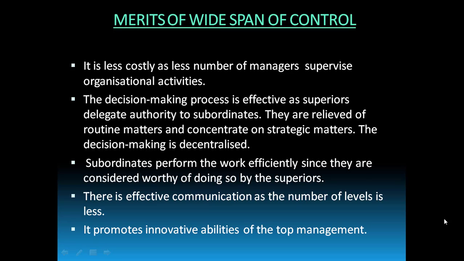Then the next merit of wide span of control is there is effective communication as the number of levels in the organizational hierarchy is less. Right? We saw that in wide span of control, the organizational hierarchy was only 3. Right? Under one manager, there were 5 subordinates. So it was very easy for the subordinate to directly respond or communicate with the manager because there were no hierarchical levels between them.